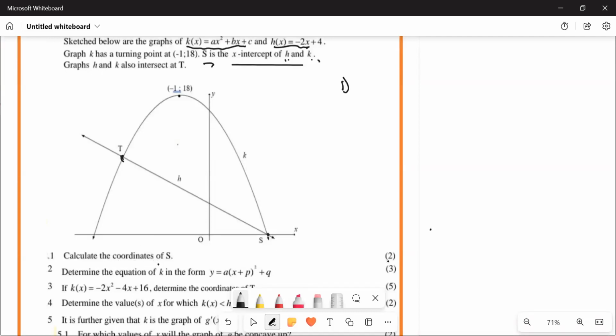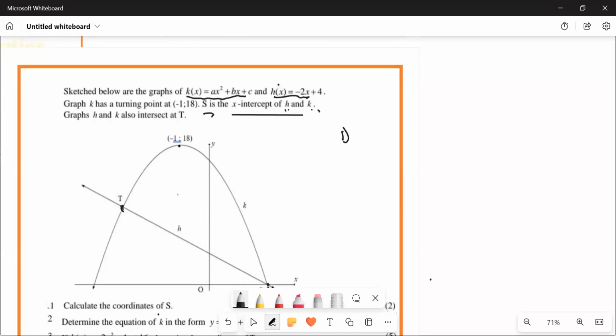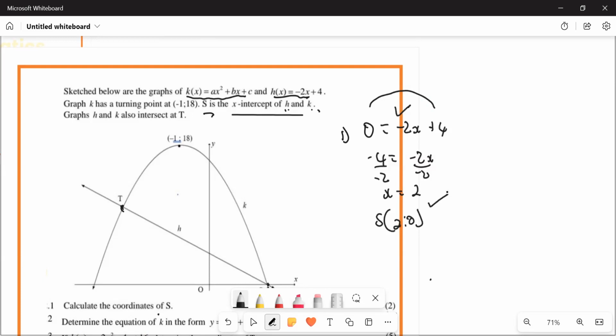Let's go to number 1. Calculate the coordinates of S. Look at the marks. It's 2 marks again. Now, if it's 2 marks, how are we going to approach this one? What is happening at S is the x-intercept. 0 is going to be equal to -2x plus 4. Take this 4 to the other side. It says -4 is equal to -2x. Divide by -2, divide by -2, x is going to be 2. What are the coordinates of S? 2 and 0. We give you 1 mark and then we give you 2.